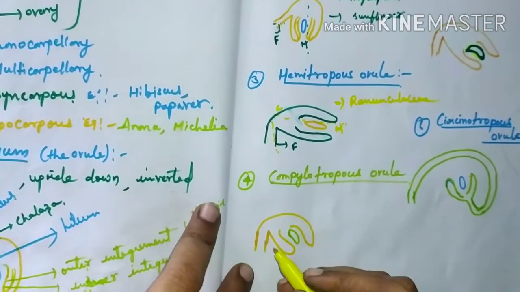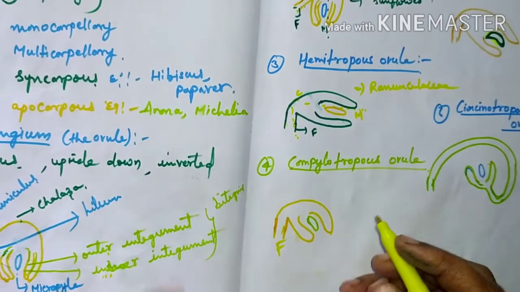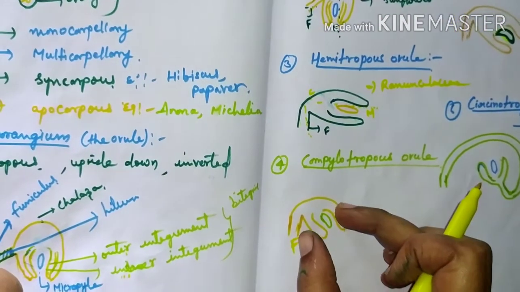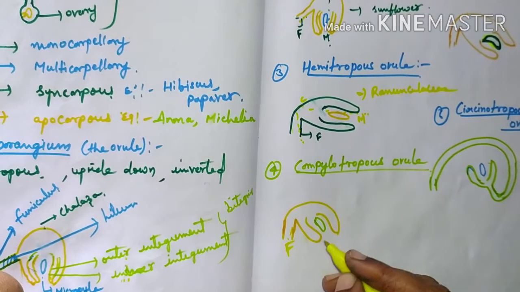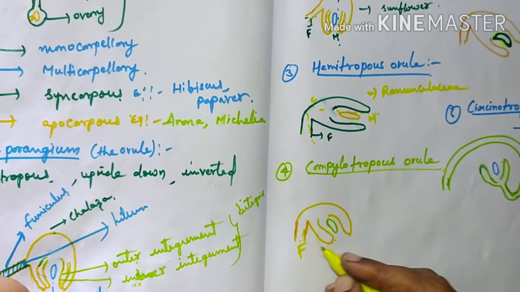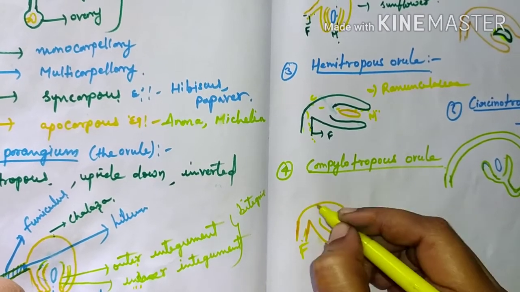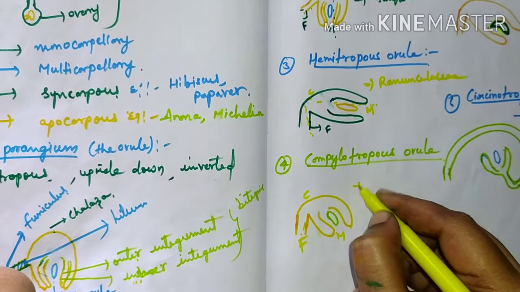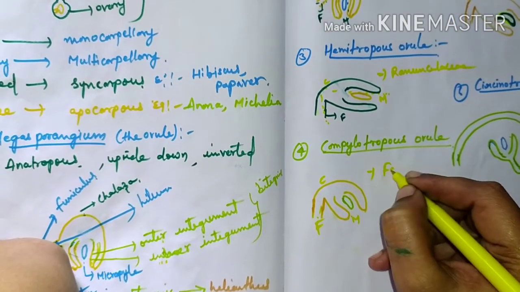And the next one is the campylotropous ovule. In this, the stalk-like structure is the funiculus, and the body of the ovule is bent like this. Here the micropyle and the funiculus lie close to each other, which is called the campylotropous ovule, and this type of ovule is mostly present in the bean family, the Fabaceae family.